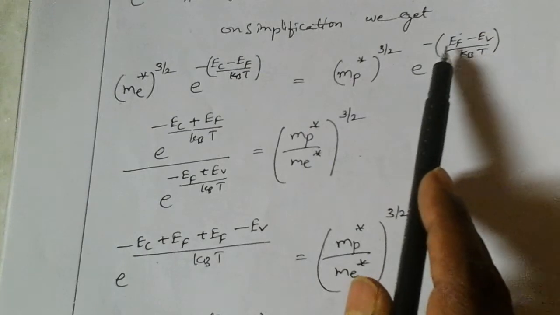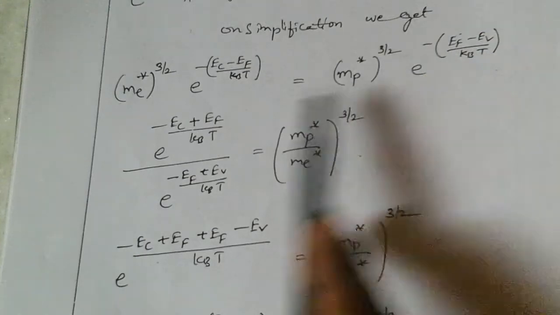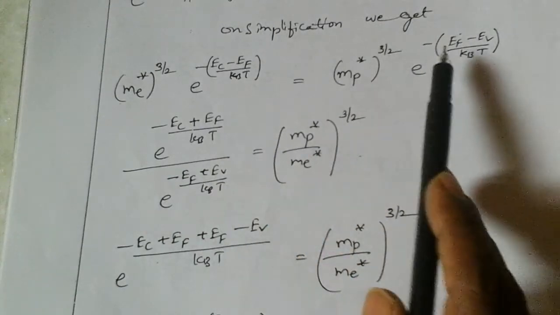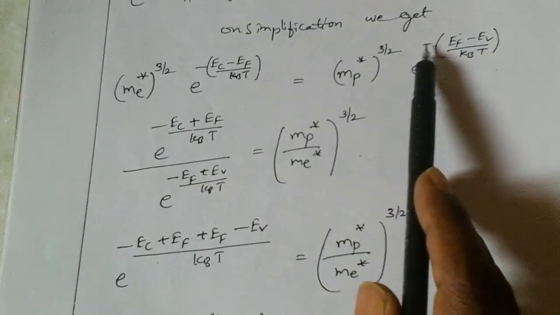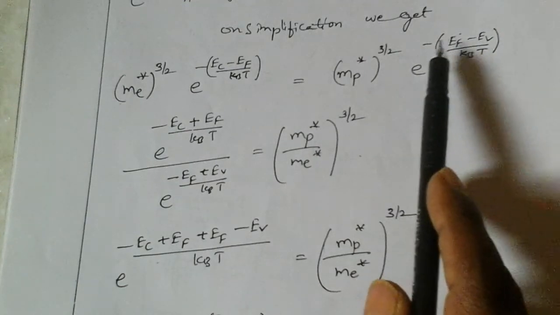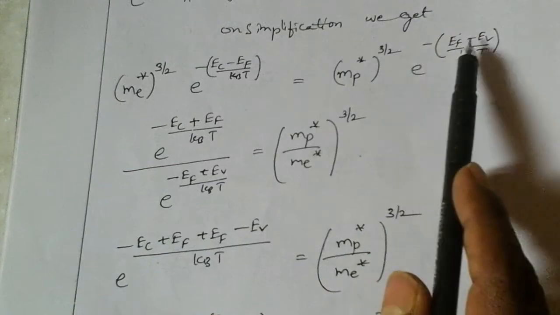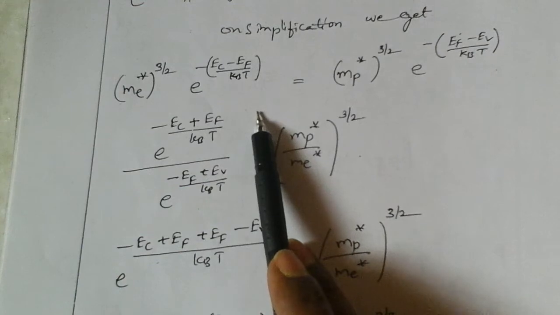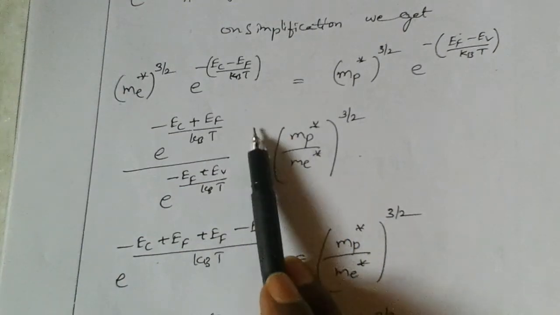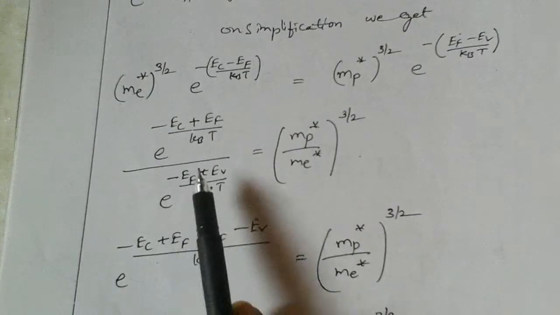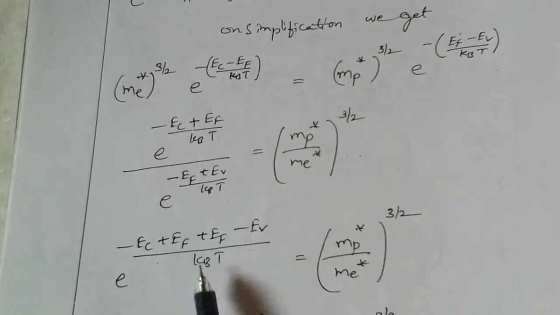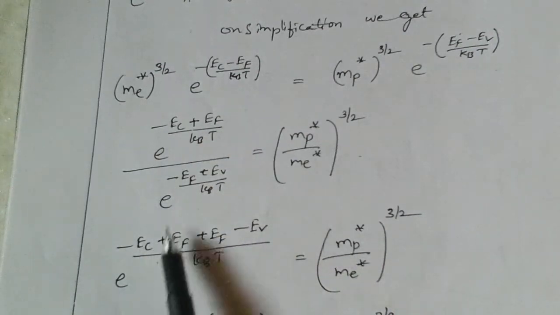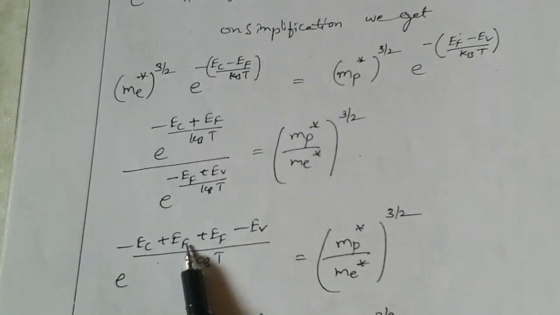So what remains here, if you bring it as a denominator, the same value comes here. This minus EF plus EV, if you bring this minus inside, minus EF, minus into minus, plus EV, that we get here over kBT. So this we are bringing to the top, near the numerator. The LCM is kBT, that's why we get kBT here. This is EC minus EC plus EF.